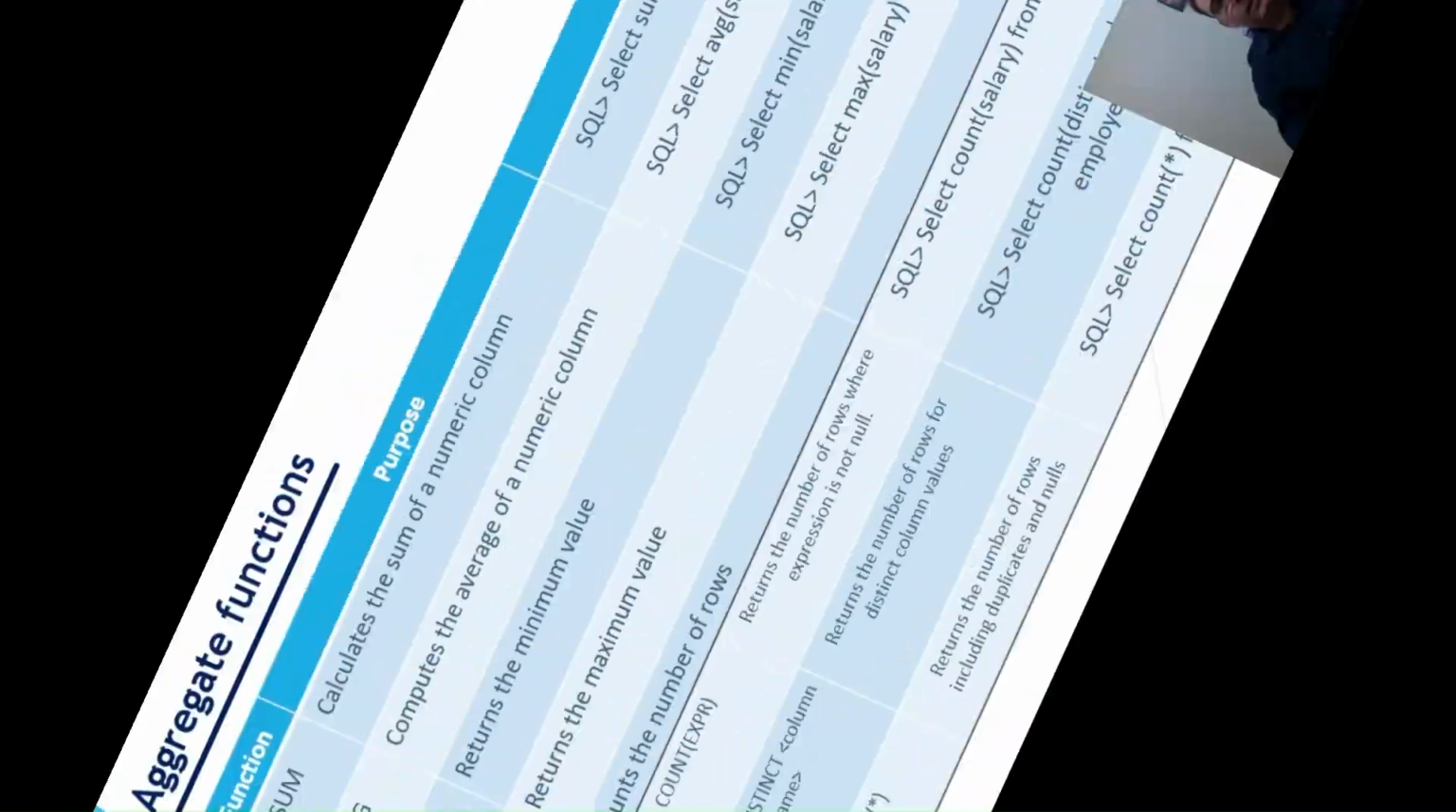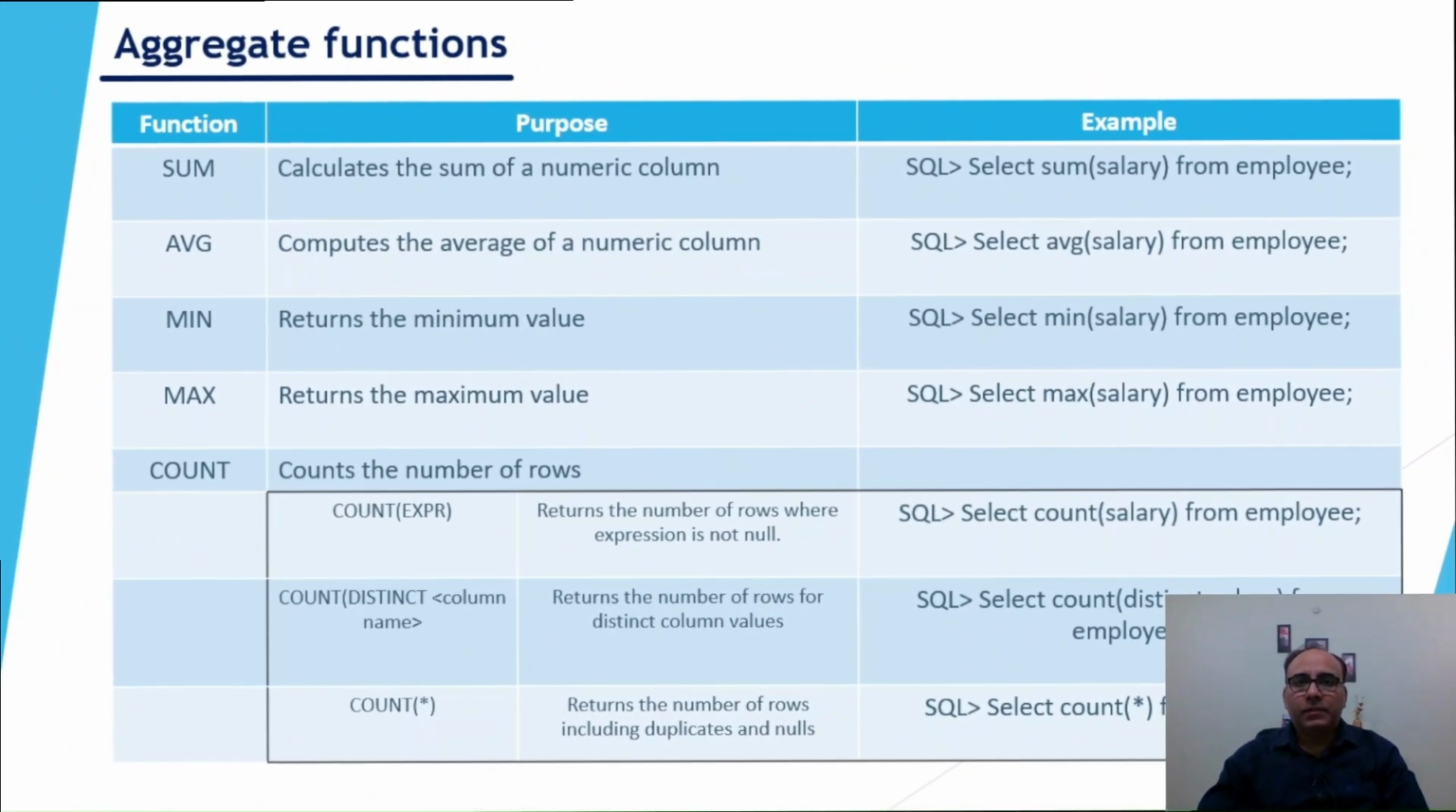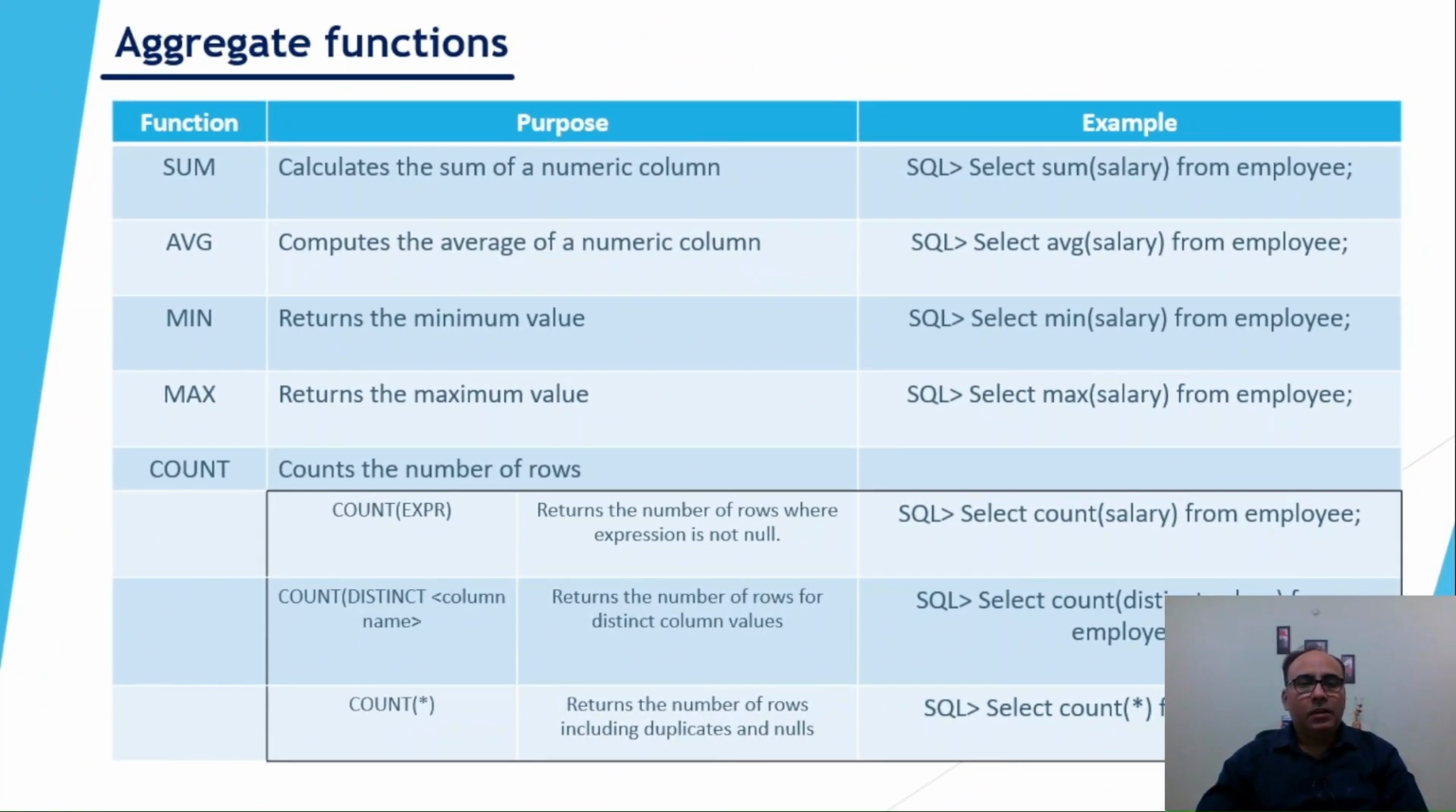So let's talk about different aggregate functions in Oracle. First we have got SUM. This basically calculates the sum of a numeric column. For example, select sum(salary) from employee. This will basically calculate the total salary from the table employee.